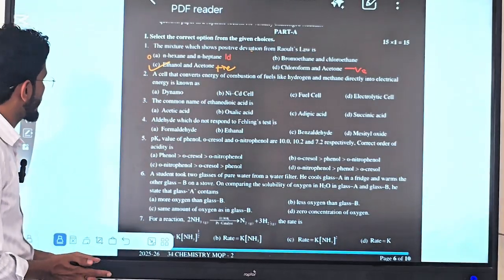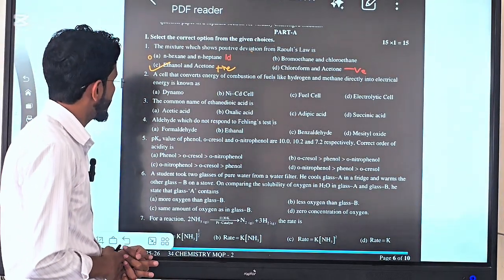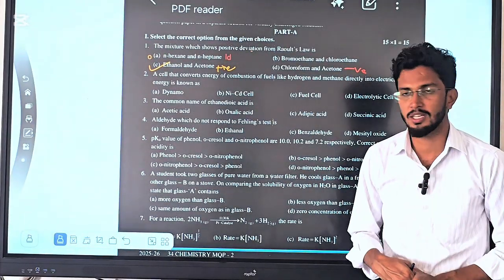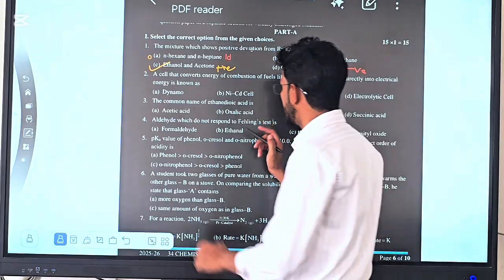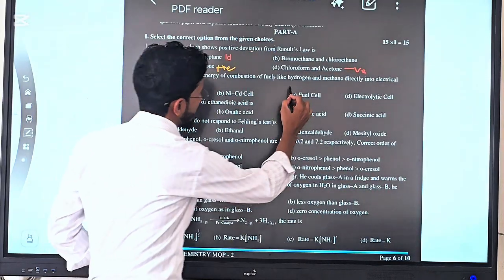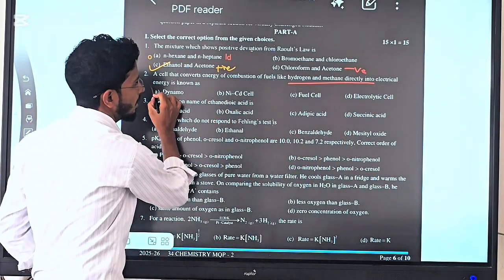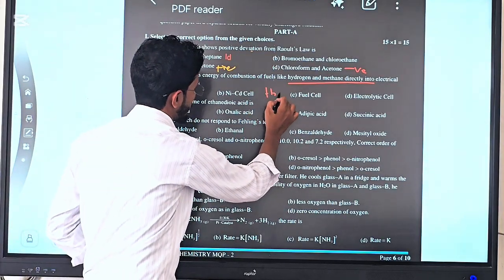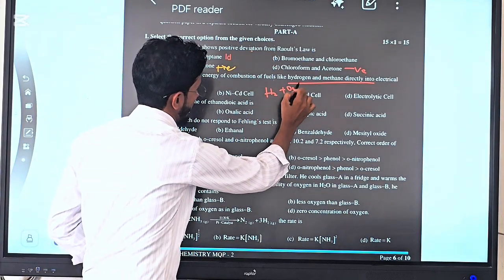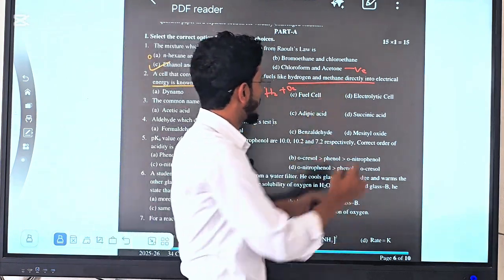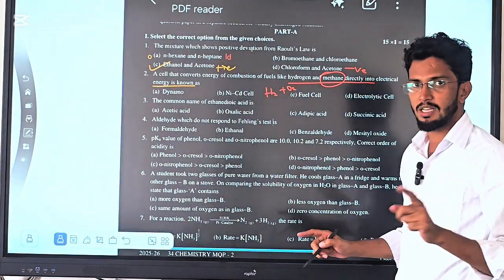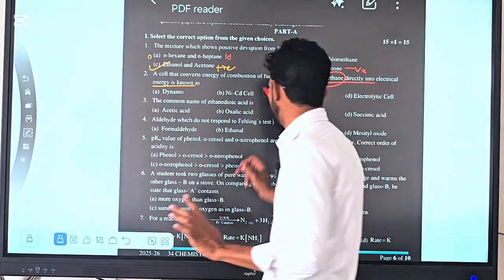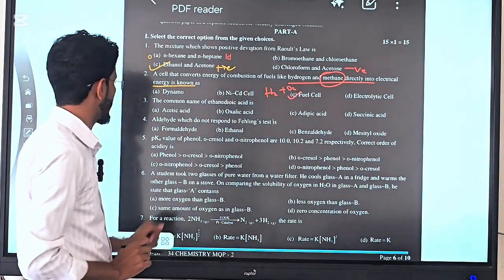Now, the second question: the cell that converts energy of combustion of fuels like hydrogen and methane directly into electrical energy. So which type of cell converts hydrogen and methane directly into electrical energy? This type of cell uses H2 and O2, which oxidize any of the organic compounds like methane. This type of cell belongs to the fuel cell. In your syllabus, there is a fuel cell which comes. This is a very important cell for your board examination.